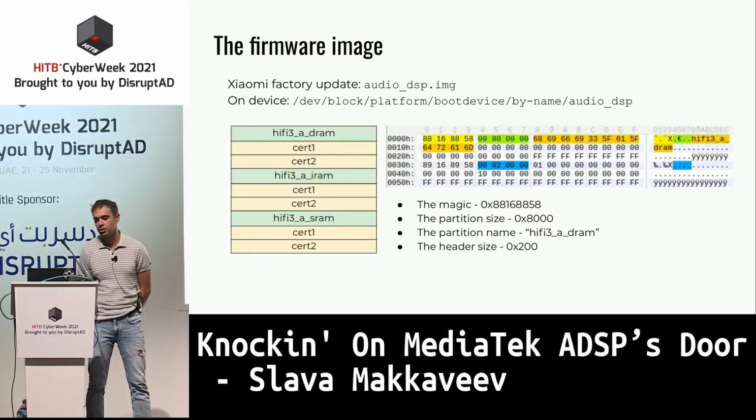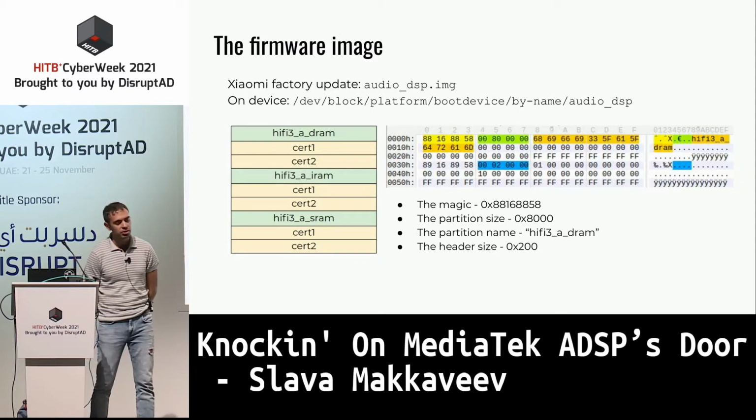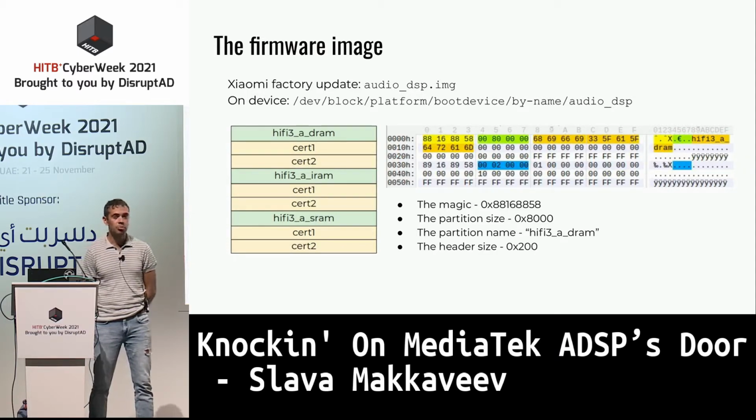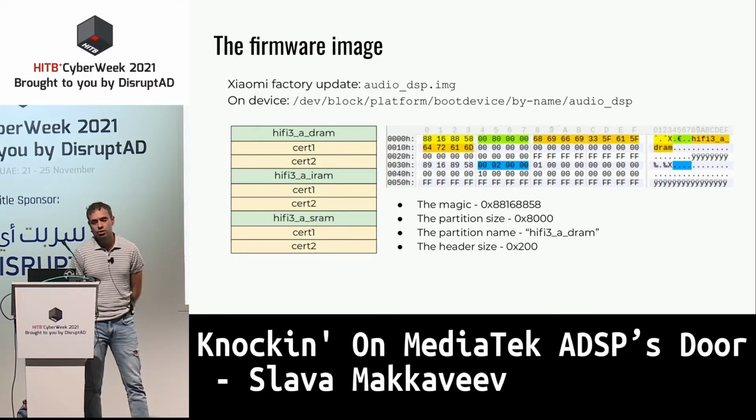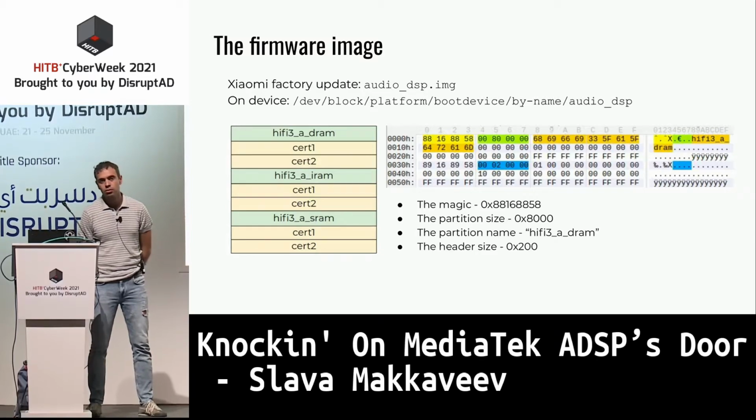On my test device, this image contains 9 partitions. The cert1 and cert2 partitions are certificates in DER format that are used to verify the integrity of the Hi-Fi 3 partitions. Each partition has a header that stores the size and name of the partition, and the header starts with a magic, which could be used to quickly locate a partition in the image. For example, on the slide, you can see that the header and the data size of the Hi-Fi 3 DRAM partition are 200 and 8,000 bytes respectively. So I just want to say that we have all the information that we need to cut the audio DSP content from the image.